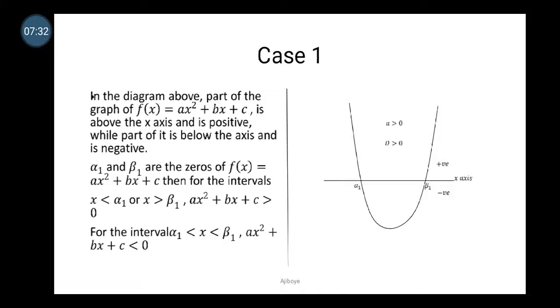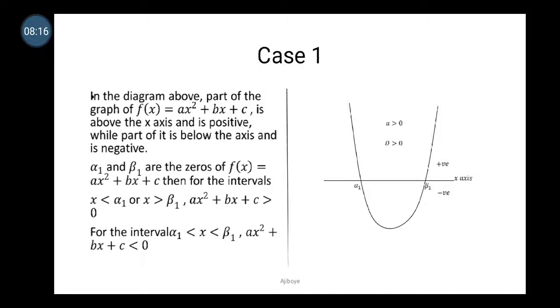I'll say that again, without reading. If you look at the graph, all the values before alpha 1, if we have x before alpha 1, that means x is less than alpha 1, you see that the graph is above the x-axis, and that means it is positive. Again, when you look at the graph, after beta 1, the values of the quadratic expression or relation are positive.